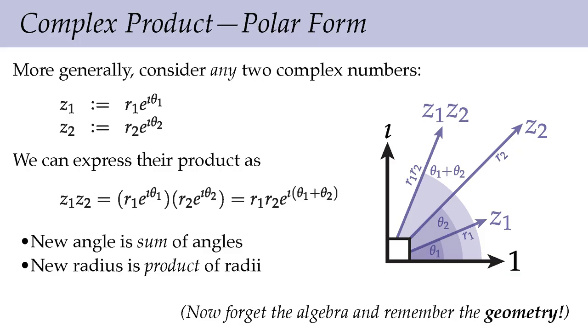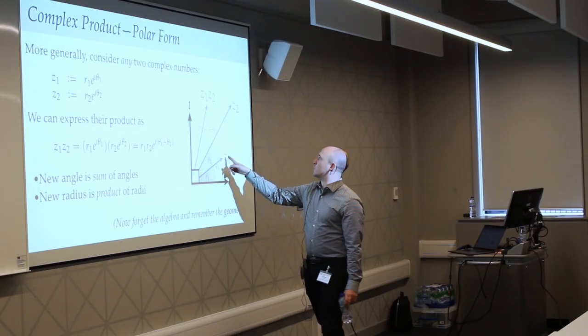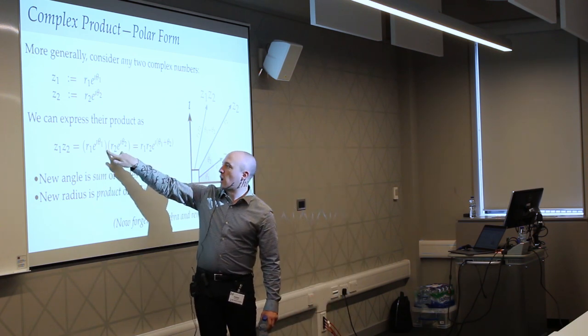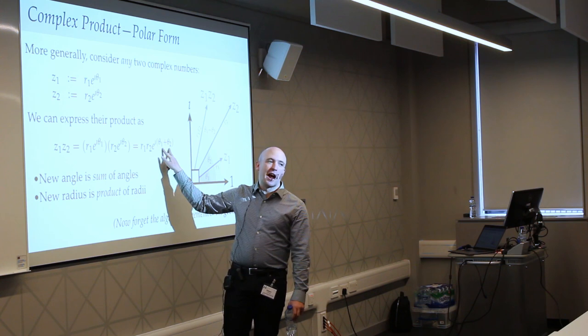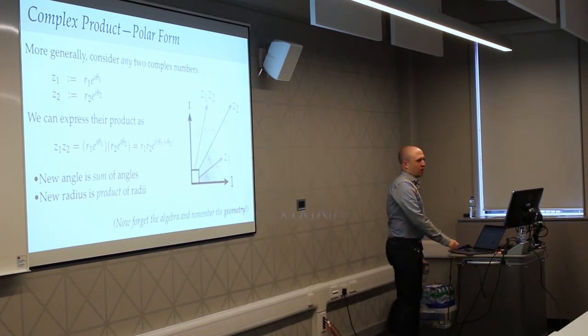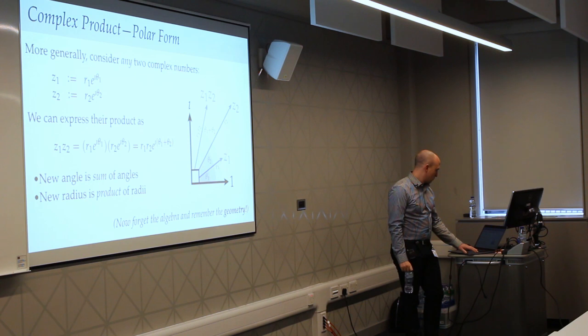And if I put all these things together, what do I discover? Well, if I have two complex numbers, equivalently vectors in the plane, they have two lengths, they have two angles, I'm going to multiply the lengths and I'm going to add the angles. That's complex arithmetic. No AC minus BD, blah, blah, blah, just a nice, simple, intuitive, geometric operation.